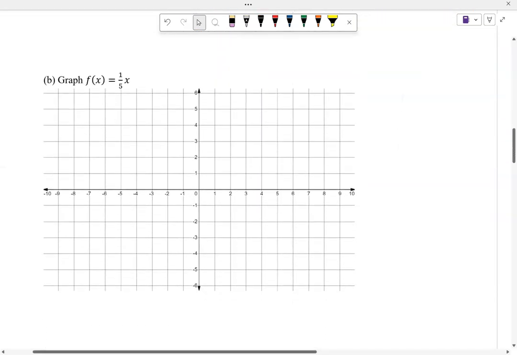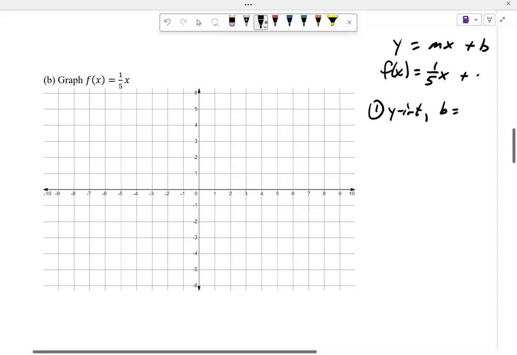Here's another one, 1/5 x. So f of x equals 1/5 x. So y equals mx plus b. So number one, what's our y-intercept? Our b value here. See how that's 0? There is no plus anything there. So our y-intercept is 0. So I'm starting right here at the origin. I'm going to put a dot, my first dot right there at the origin. So it's (0, 0).